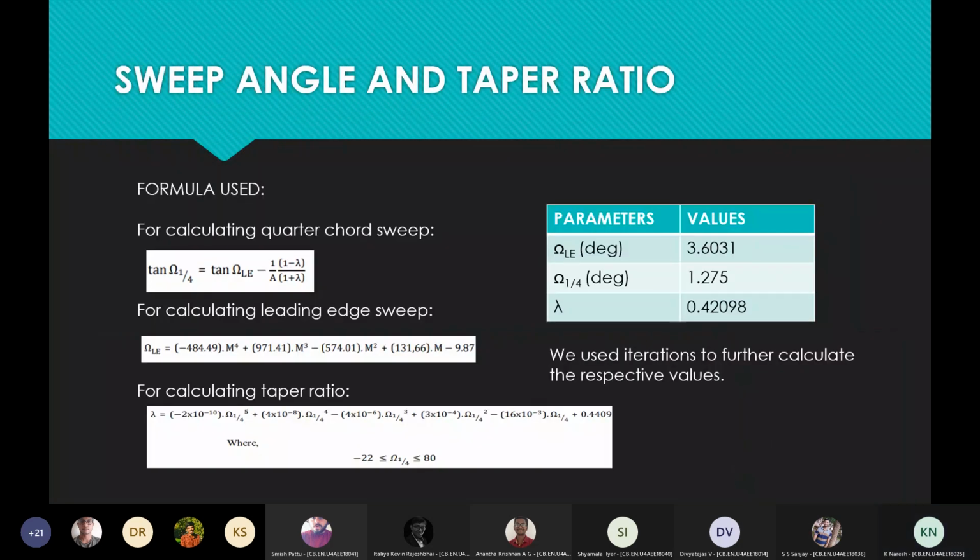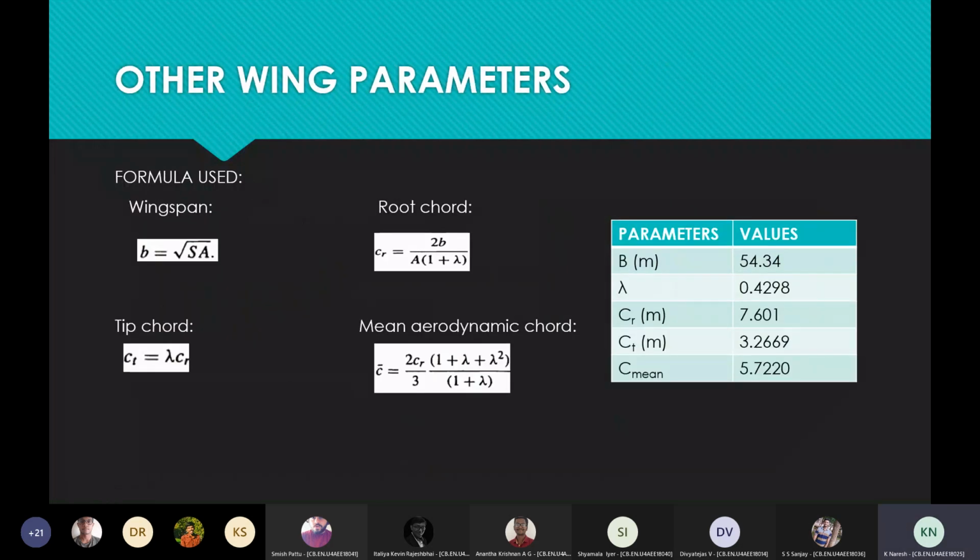Moving on to the sweep angle and the taper ratio. We use these formulas to calculate the sweep angle and taper ratio, and we also use iterative methods to further calculate the respective values. These are the values which we got. We got a taper ratio of 0.42. Moving on to other wing parameters like wing span, root chord, tip chord, and mean aerodynamic chord. These are the formulas which we use, and these are the values which we got.